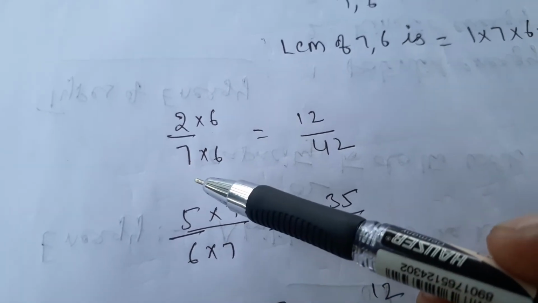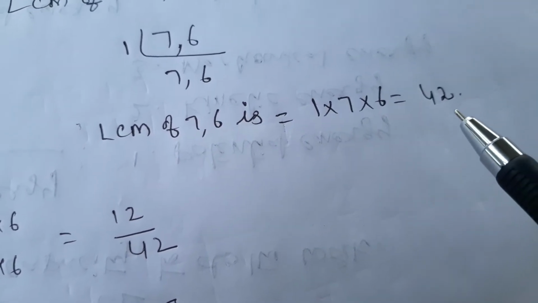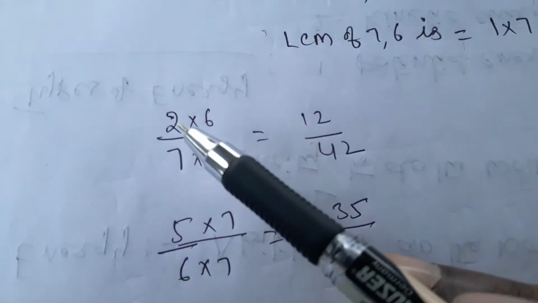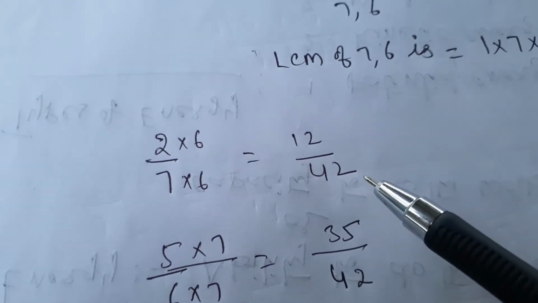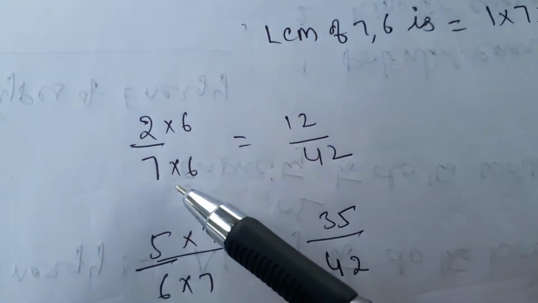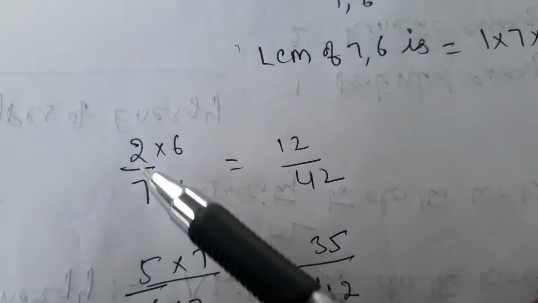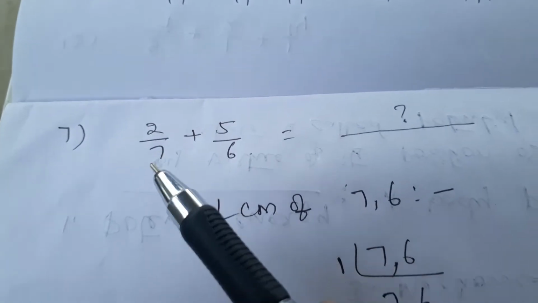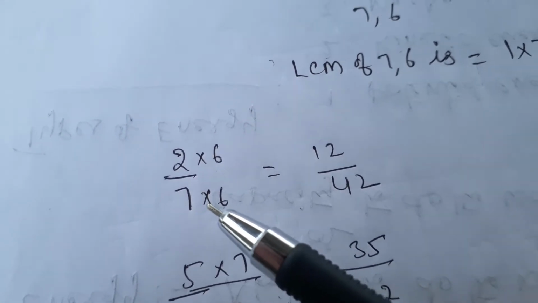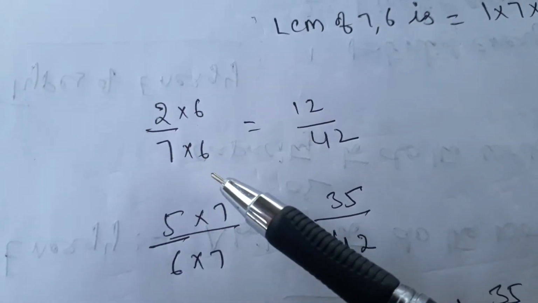Now what do we have to do? Make these two fractions like fractions. See, first make the fraction 2 by 7 a like fraction. How to do it? Make the denominator equal to the LCM. What is the LCM? We got 42. Take the given fraction 2 by 7 and make this denominator equal to the LCM.